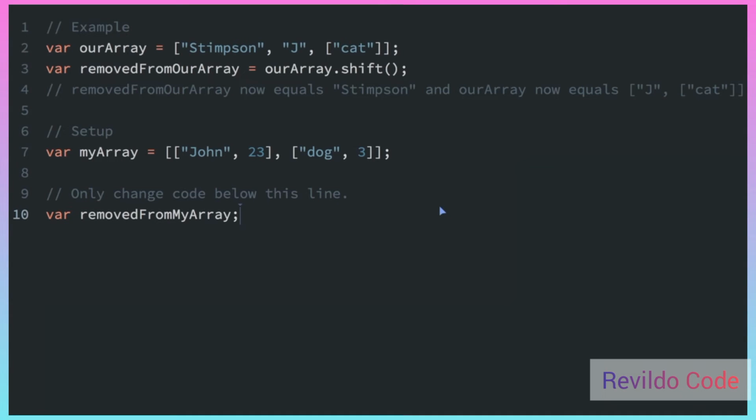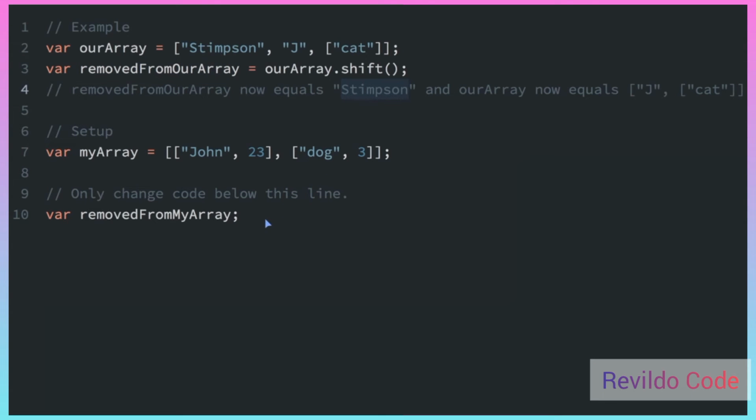The shift function is very similar to the pop function, except it removes the first element of the array instead of the final element. So we see the shift function on the end of the array here, and the array is the same as before, but now the first element, Stimson, is being removed. After we shift off the first element, the array is going to equal jcat, and the removed from our array is going to equal Stimson.